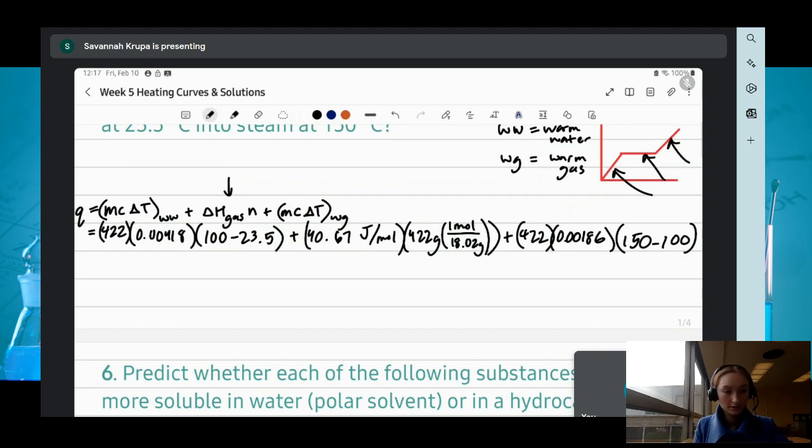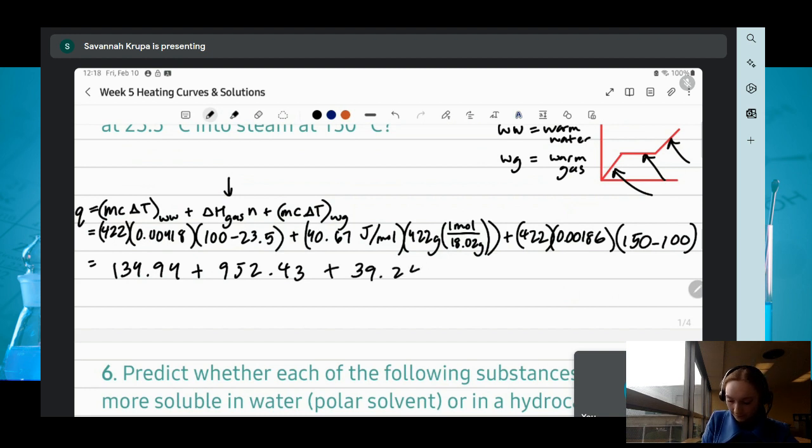So now all we have to do is just run this in our calculator, and I already did this earlier, but the first term will be a positive 134.94. The second term will be 952.43, and the third one will be 39.24 or 25.